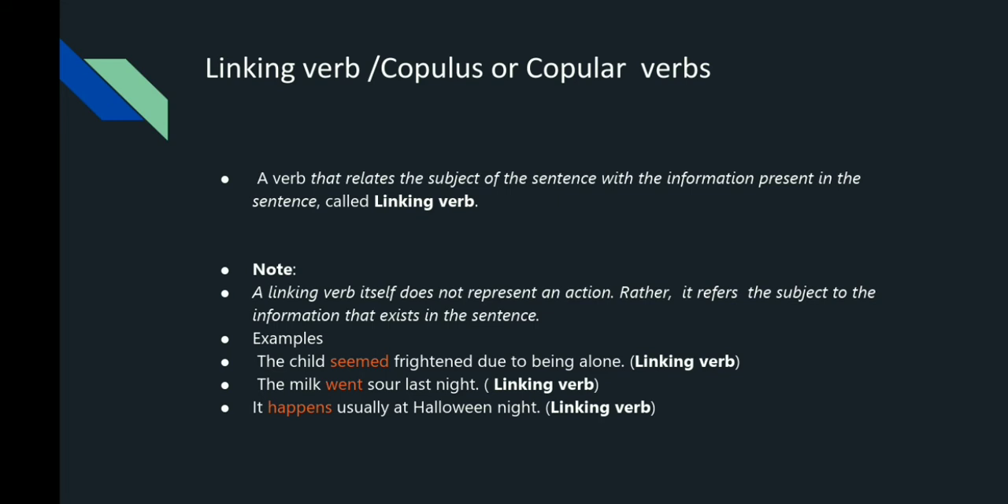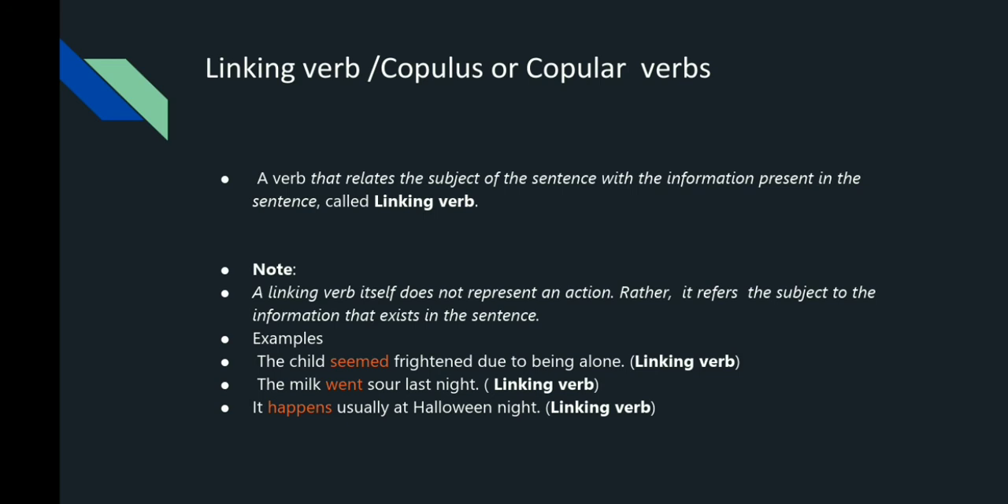Okay, now I'm going to give you some examples like the child seemed frightened due to being alone. Now, in this sentence, the word seemed is actually a verb, but it is a linking verb because it is relating the subject, which is a child, to the rest of the information, which is frightened due to being alone. It is developing a relationship between the subject and the rest of the information. So seemed here is a copular or a linking verb.